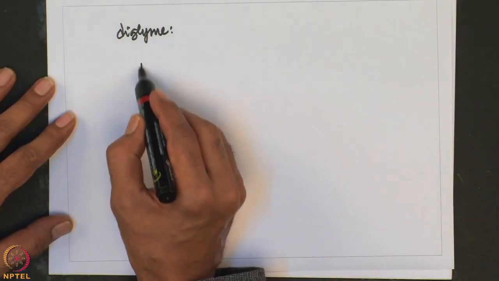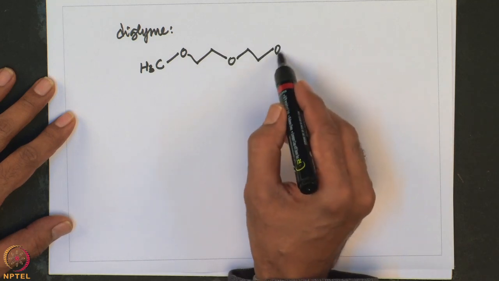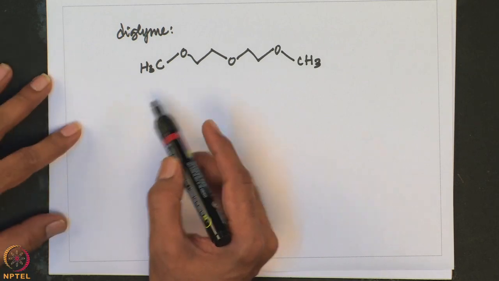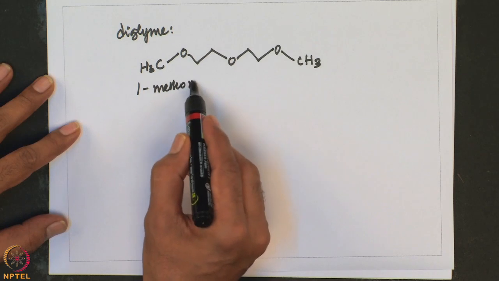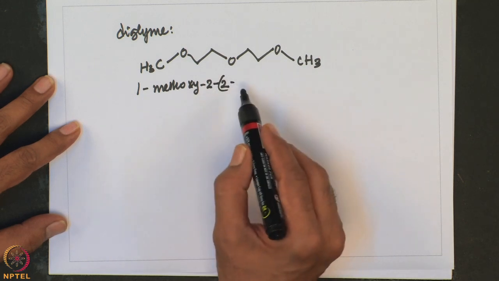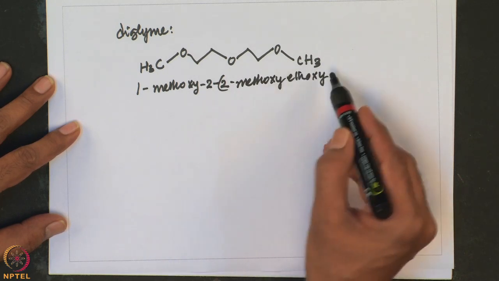So, I was using these terms diglyme, triglyme. Let us see what those are. They are acyclic polyethers. Let me write the structure for diglyme. Now make an attempt to name this ether. Of course, one can write several names for it. 1 methoxy, 2 methoxy ethoxy, ethoxy ethane.